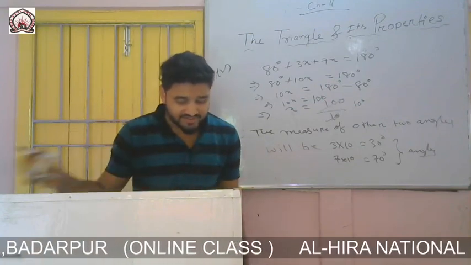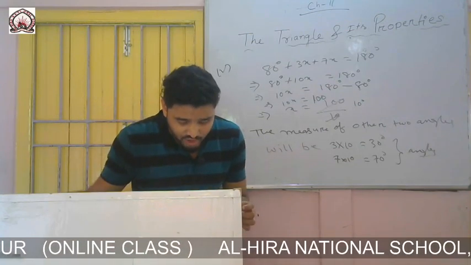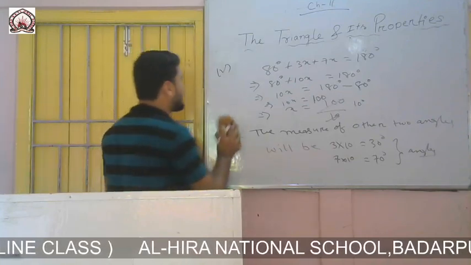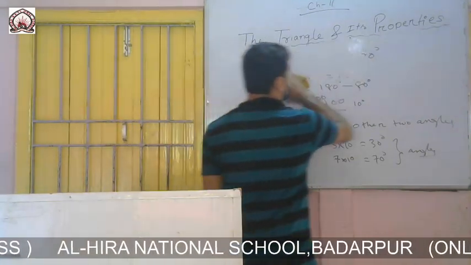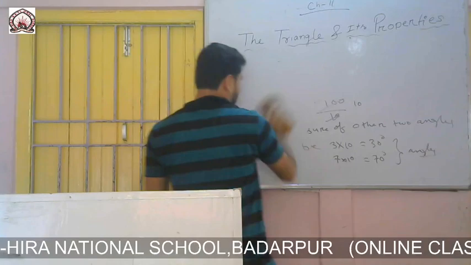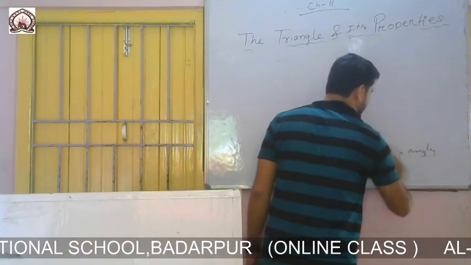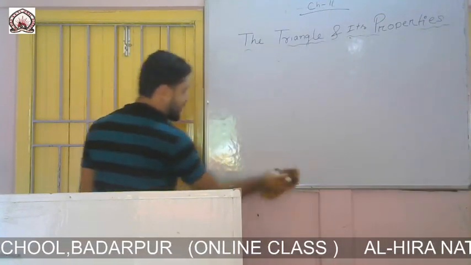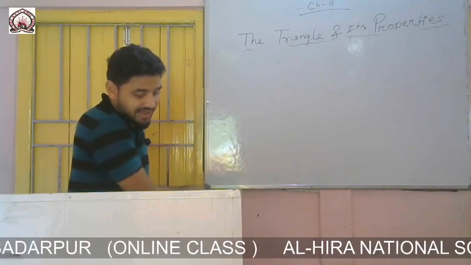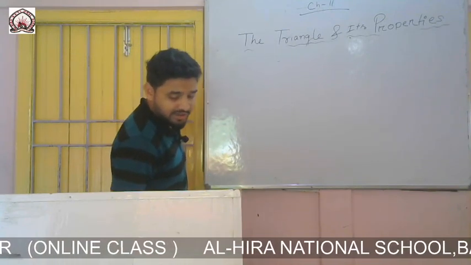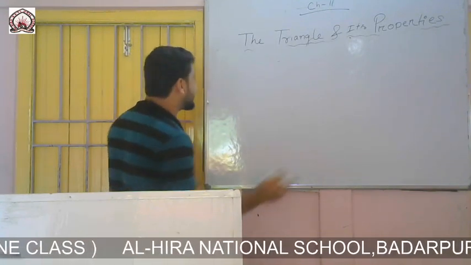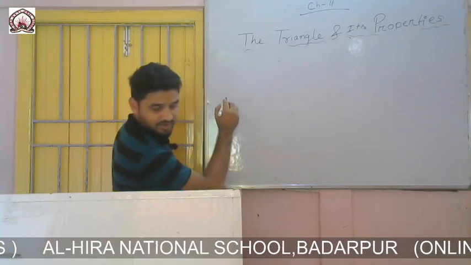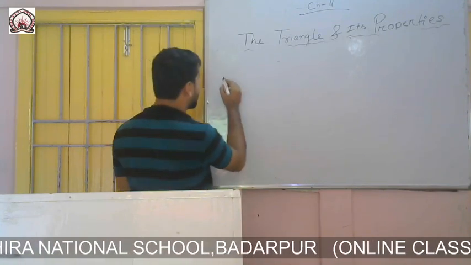Now come to question number 6. The angles are in the ratio 2:3:5. Then you have to find the angles. As like earlier, we should let the three angles as x. So write question number 6.